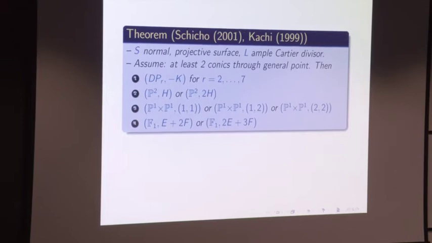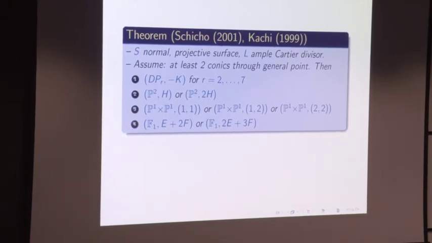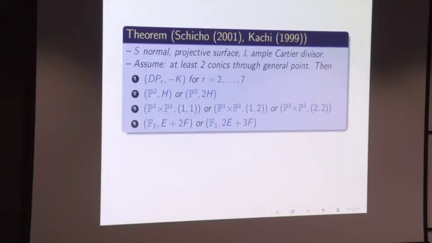So now let's go back to some algebraic geometry. You ask in general, if you have an algebraic surface with at least two conics through a general point, then what are they? It turns out that this was essentially contained in some unpublished notes of Cauchy from 1999, but the person who actually wrote down this list was Schicho in 2001. If you don't know what these are, they are not particularly interesting. There are two cases I would like to focus on, and they are below the Veronese surface.